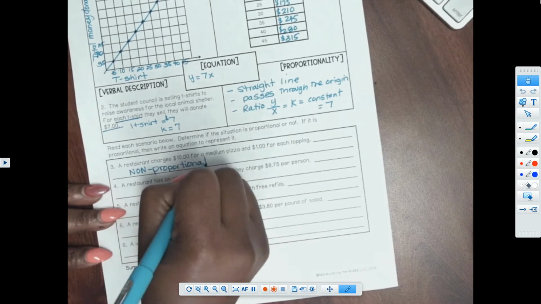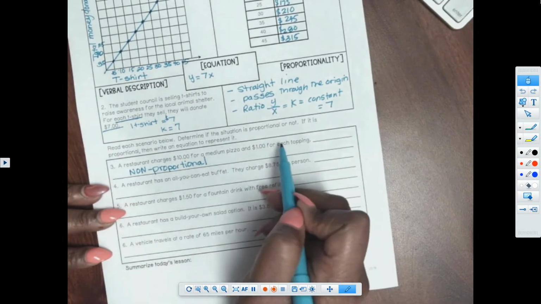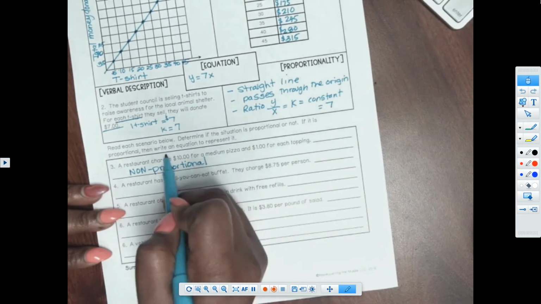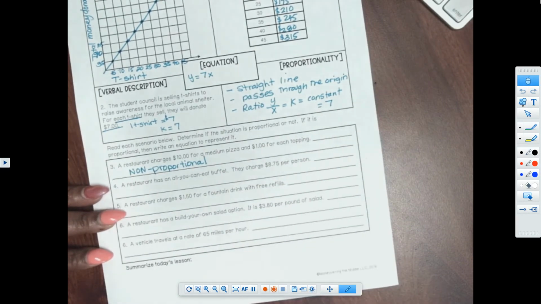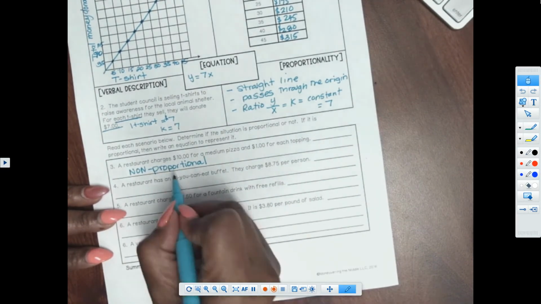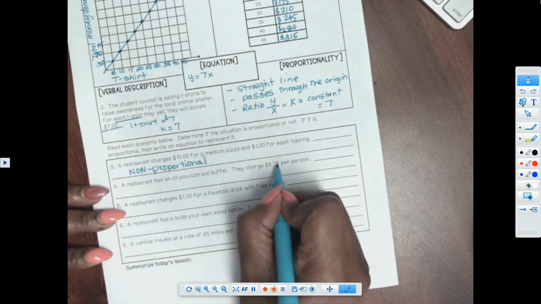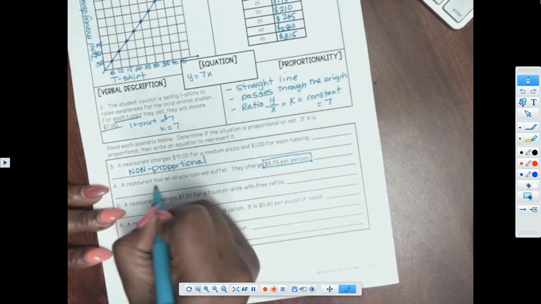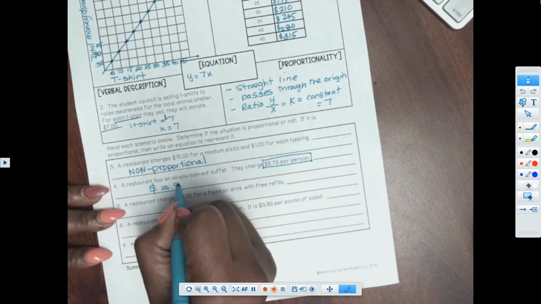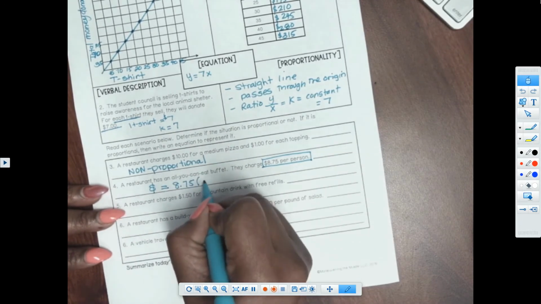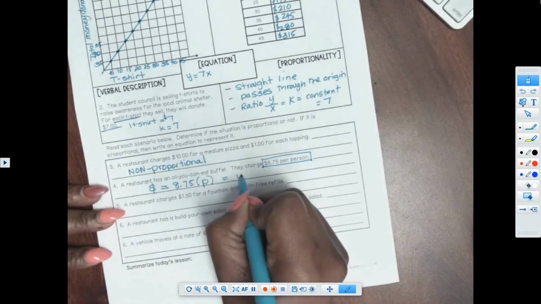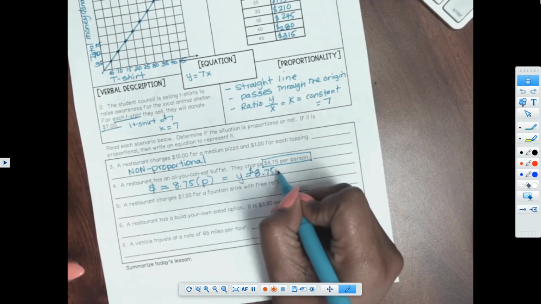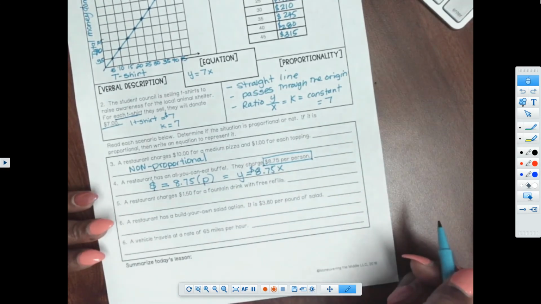And once again, I'm going to say that again, because a person can order different types of toppings, or few or as many as they want. These two aren't proportional to each other. One person isn't going to get the same amount, okay? A restaurant has an all you can eat buffet. They charge $8.75 per person. See that per person? That lets me know that my money will always equal $8.75 times however many people I have. Or I could say Y equals $8.75 times X. So yes, this is proportional.